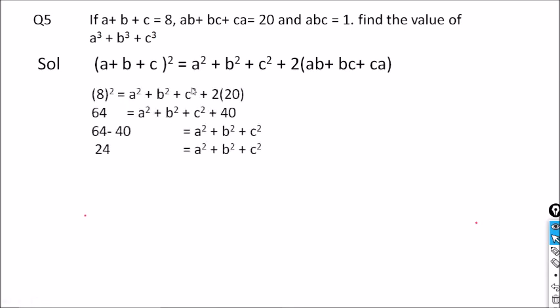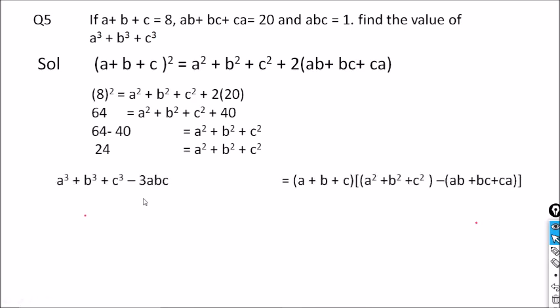By substituting all the values, a plus b plus c is 8, 8 square is 64, and a square plus b square plus c square plus 20 into 2, we get 40. Finding a square plus b square plus c square from here, we get 24. In the next step, we will use the main identity, which is a cube plus b cube plus c cube minus 3 times abc. And the right-hand side is (a + b + c), (a square plus b square plus c square), and (ab plus bc plus ca).